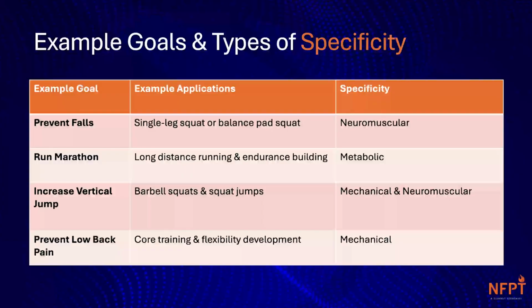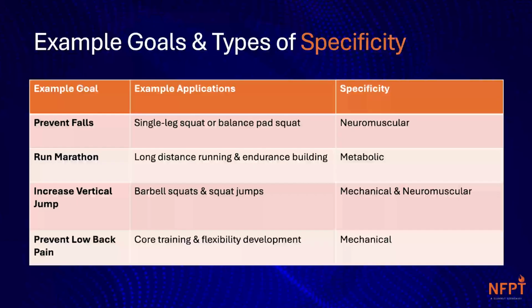So let's start with fall prevention. If a client comes in wanting to prevent falls, we know that some good exercises that they could be doing include a single leg squat, or they could also be doing squats on a balance pad. And what we're doing there is we're attacking the neuromuscular specificity. So we're making sure that the client is able to have the right information coming in from that changing environment in order to recruit the correct muscles so they're able to maintain their center of gravity without falling over.